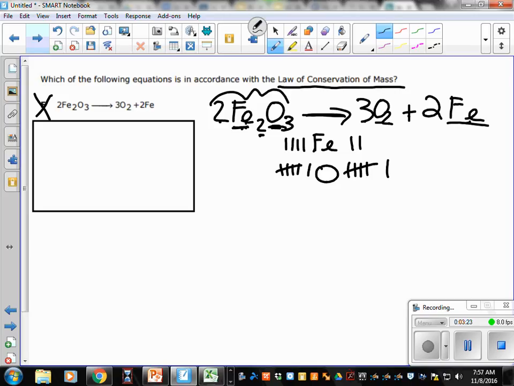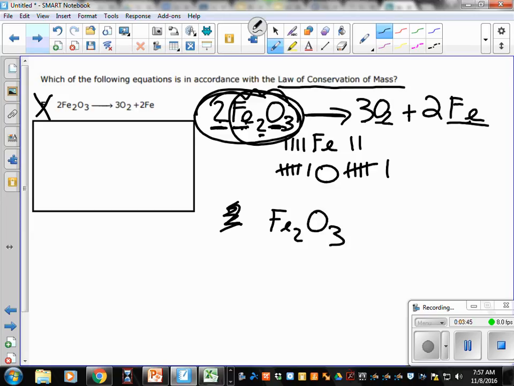Now let me go back a little bit because I think some of you were confused on how to count these formulas. Okay, so this big number in front, the coefficient, means that there's 2 of these. So there's 2, let me scratch that out. Fe2O3. That's not iron oxide. But there's 2 of those. That's one of them. Here's the second one if I want to write it out. So now Fe2 here plus those equals 4 Fe total. That's where I get that 4 from right here.